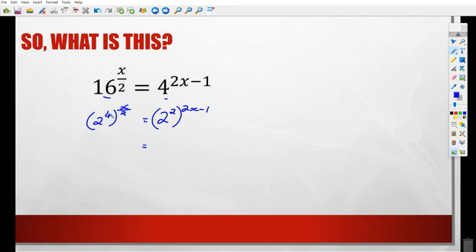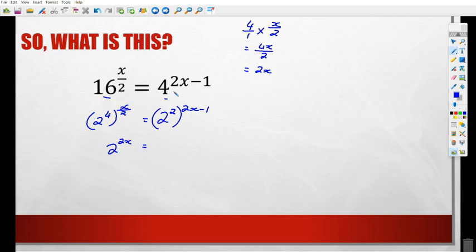Let's simplify this a little bit. What is 4 times x over 2? So 4 over 1 multiplied by x over 2. It's 4x over 2, which is 2x. So on this side we've got 2 to the power of 2x.